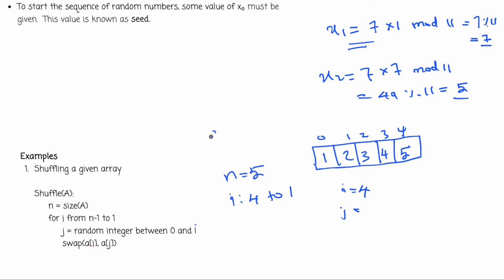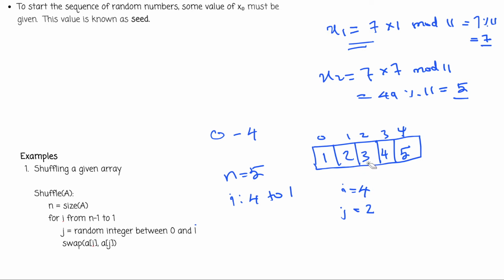So it will be essentially between 0 and 4. So I need to generate a random number between 0 and 4. So let's say the number I'm generating is 2. It's a random number, so I can have any number between 0 and 4. So what I have to do is I need to swap the numbers at the locations 4 and 2.